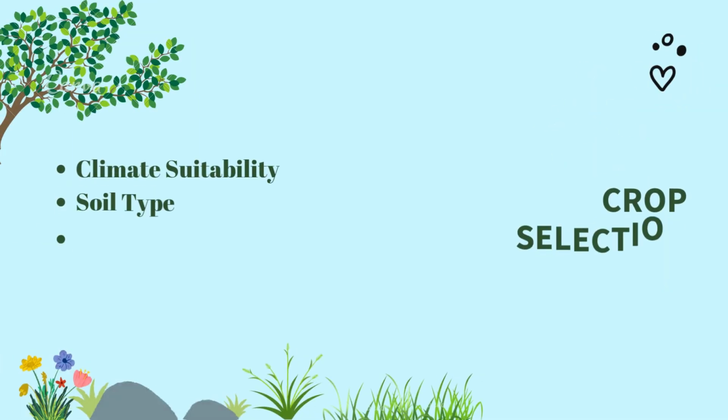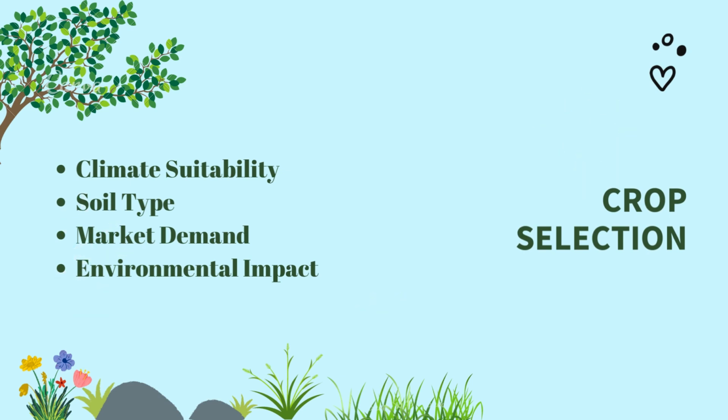Another important aspect of farm planning is crop selection. The crops you choose to grow will impact the profitability and sustainability of your operation, as well as the health of the environment. When selecting crops, it's important to consider factors such as climate, soil type, and market demand. For example, if you live in a region with long, hot summers, you might choose to grow heat-tolerant crops such as tomatoes, peppers, and melons.